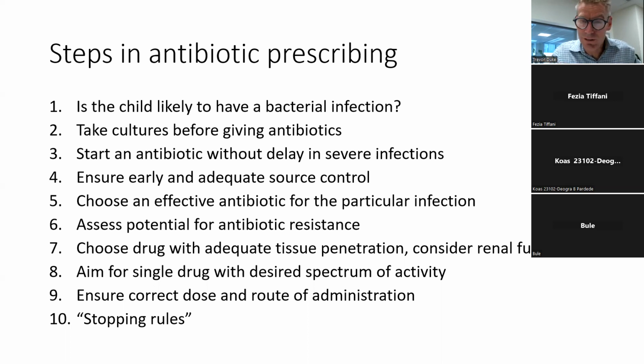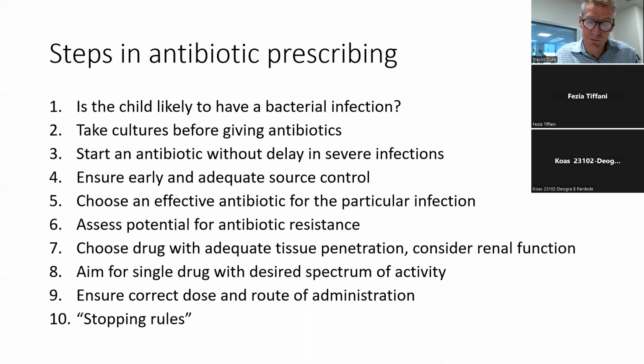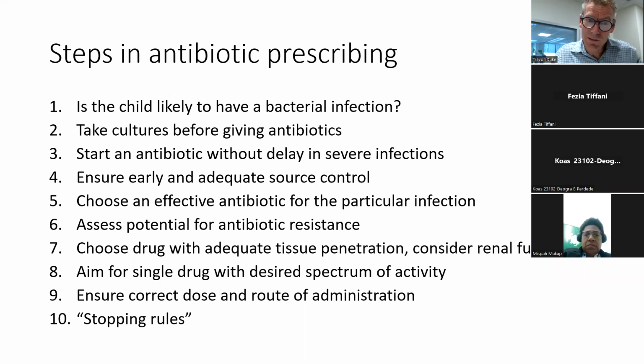Fifthly, we should choose an effective antibiotic for that particular infection, and that's why we have standard treatment guidelines, because one antibiotic won't necessarily work on a different sort of infection. So choose the effective antibiotic for that particular infection. And then you need to assess whether there's potential for antibiotic resistance.